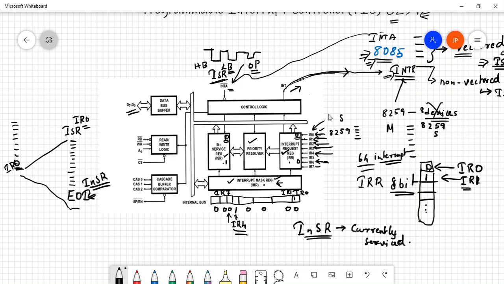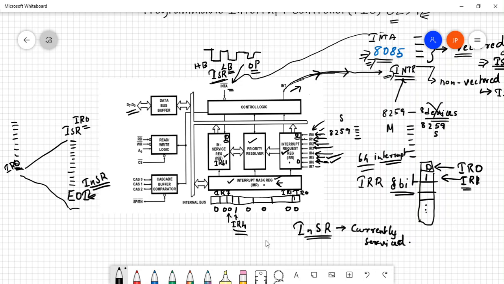Now at this point, let's say there is another interrupt that is occurring, which is IR5, right? Now as we know, IR5 has higher priority than IR6. This interrupt will be first taken up, it will check for masking. Since it is unmasked, it will go into the in-service register. Now it finds out that IR6 is being serviced right now, but IR5 has higher priority, right? So since IR5 has higher priority than IR6, it will give an interrupt to the 8085. Now once the interrupt is given to the 8085, what happens?